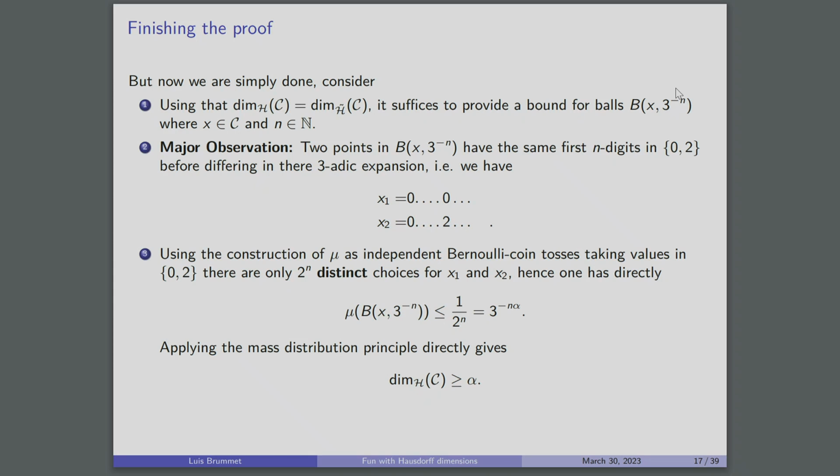So how many do you have here? It is exactly given by 1 over 2^n, which then, using this alpha, is (3^{-n})^alpha. And then applying the mass distribution principle, this would give you the lower bound for your Hausdorff dimension. Okay.